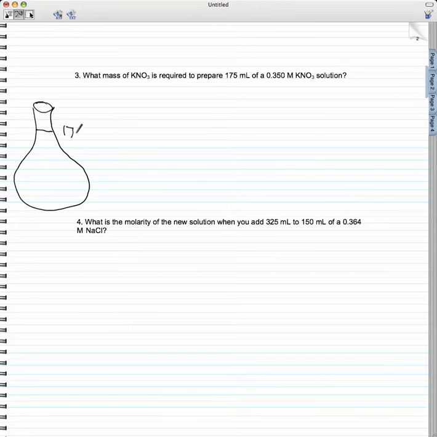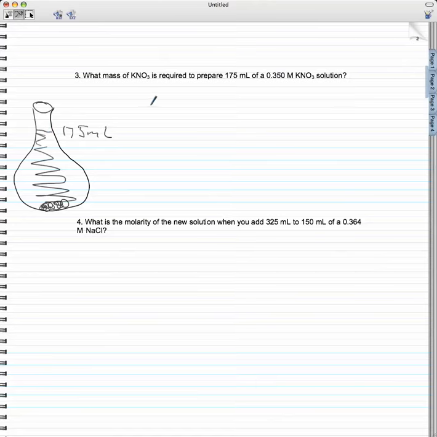a volumetric flask, so that's going to be up to 175 mils. We're going to add some of the powder there, the right amount, and then we're going to fill it up with water until we get to the total volume. So we're going to calculate what mass we need so that when we get to this 175 milliliter volume, we have the 0.35 molar concentration.